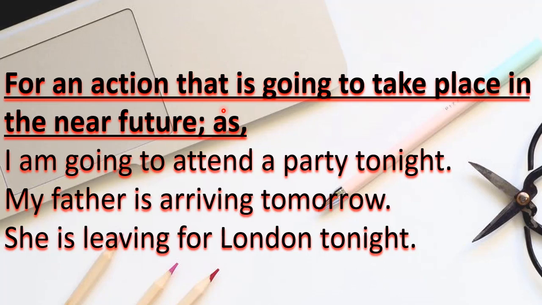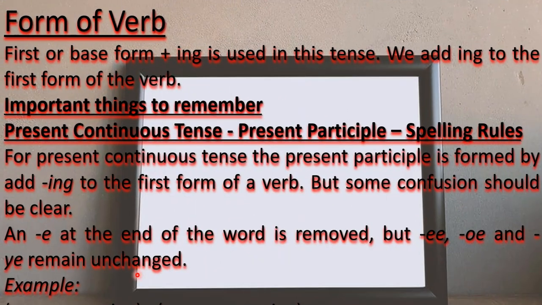And this tense is also used for an action that is going to take place in the near future. For example, I am going to attend a party tonight. My father is arriving tomorrow. She is leaving for London tonight. So you can clearly see here the action is just going to take place in the near future.